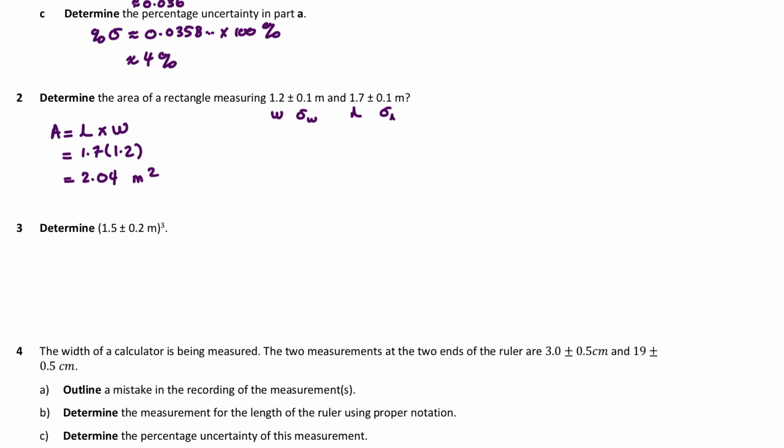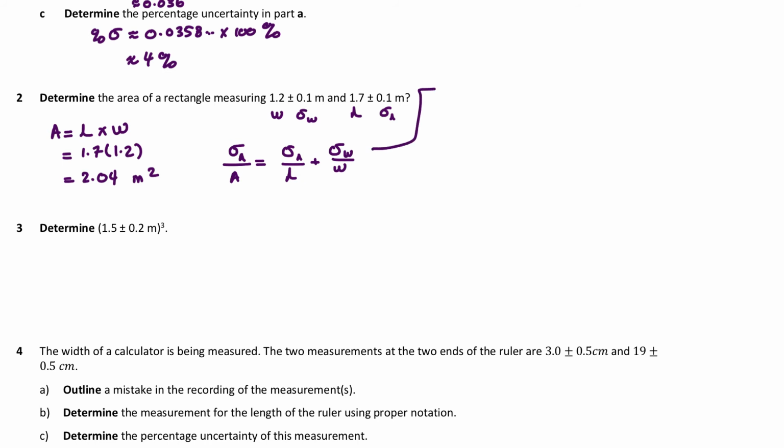In order to figure out the percentage uncertainty of the area, I have to look at what operations I used. I have 2 measurements and I'm multiplying them. Whenever we multiply or divide 2 measurements, we need to add their percentage uncertainties. So the percentage uncertainty, or the fractional uncertainty of my area, will equal the fractional uncertainty of my length plus the fractional uncertainty of my width.